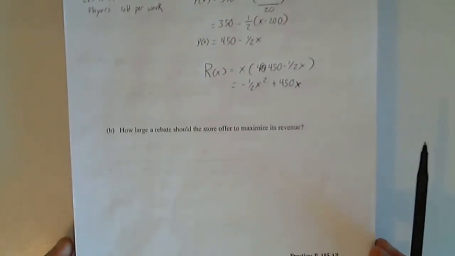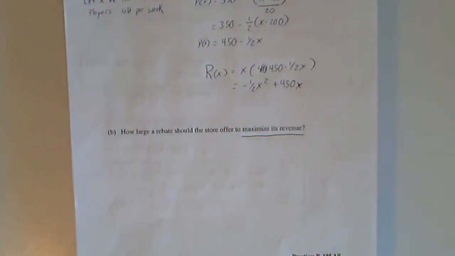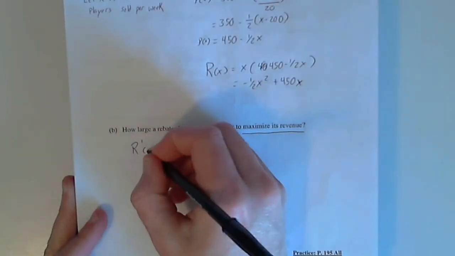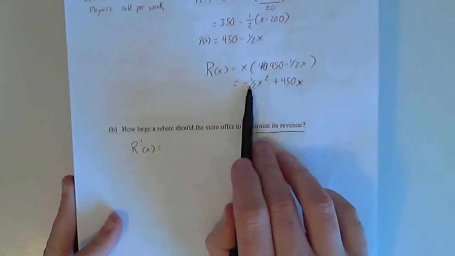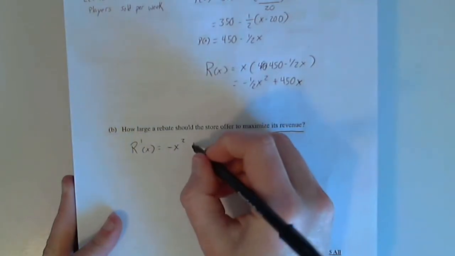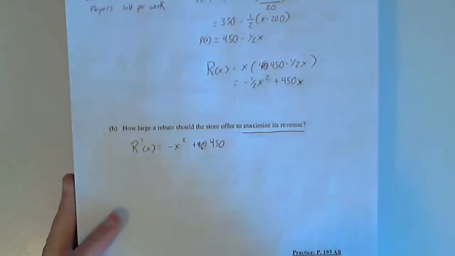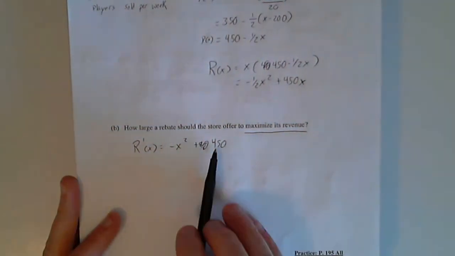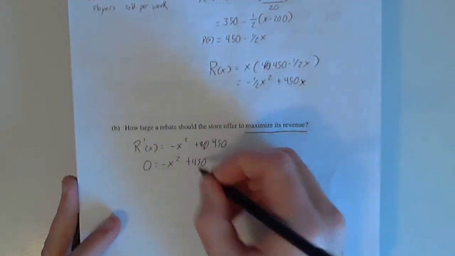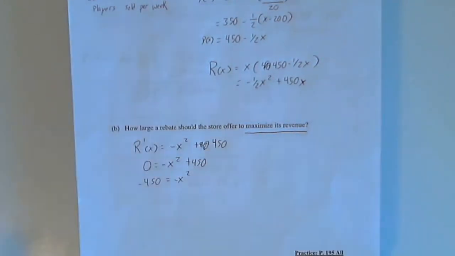Okay, how large of a rebate should the store offer to maximize its revenue? We want to maximize revenue, so we want to find when R prime is equal to 0. So first let's find R prime. And that should be, the 2 comes down, so it's actually negative x squared plus 450. That's not too bad. Oh, I don't know why I keep writing 400. Plus 450. We'll set that equal to 0. Subtract 450. And square root.